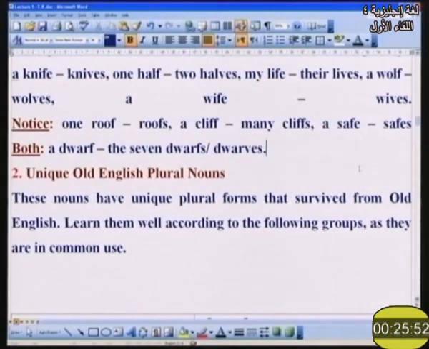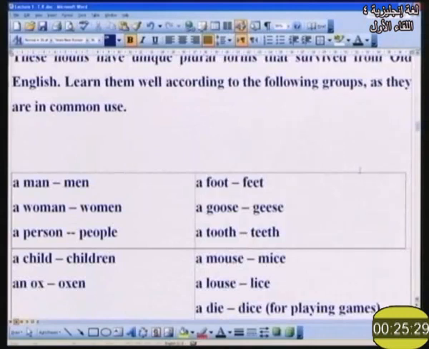And that's why he says it's unique, فريد. Okay, it is not like any other nouns. These nouns have unique plural forms that survived لسه عايشة from Old English. Learn them according to the following groups as they are in common use. The problem with these words is that they are very common. Most of the time we use them. So we have to learn them because there is no rule to follow. Okay?